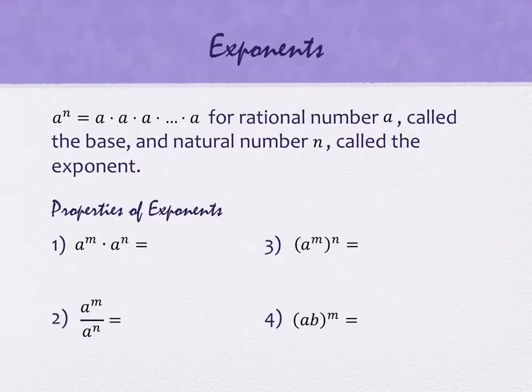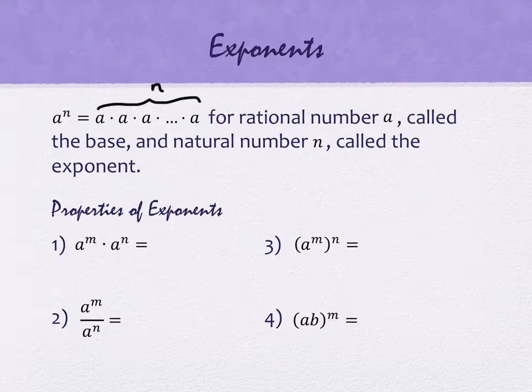We explore exponents in a couple of different sections in this book, and this is one of them. Another one of them occurs when you take proportional and statistical reasoning. So exponents, a to the n means to multiply a by itself n times. And we've already seen that definition once. We saw it when we looked at geometric sequences, okay? This is for a rational number a. A is called the base, and the number n is called the exponent.